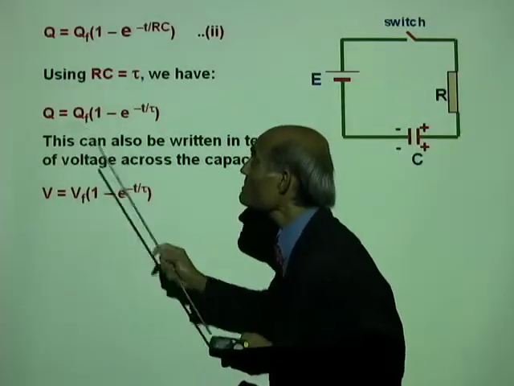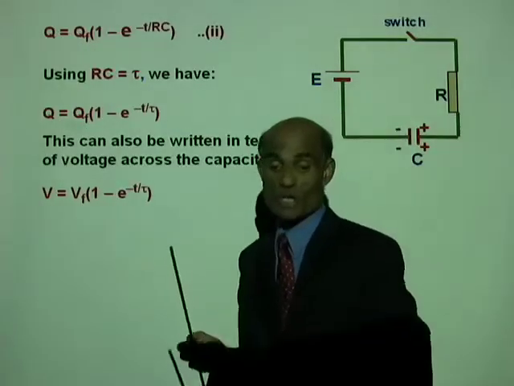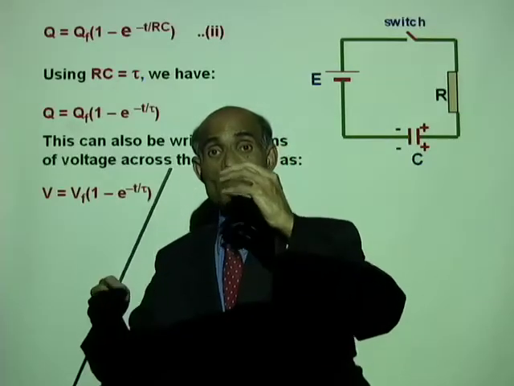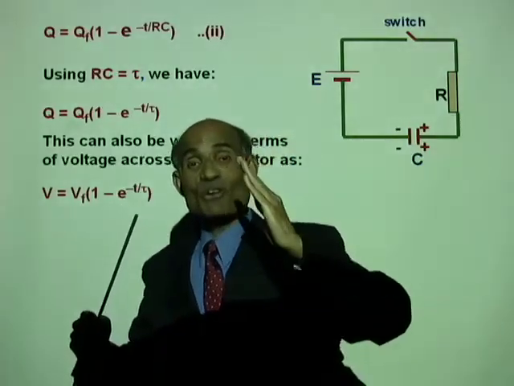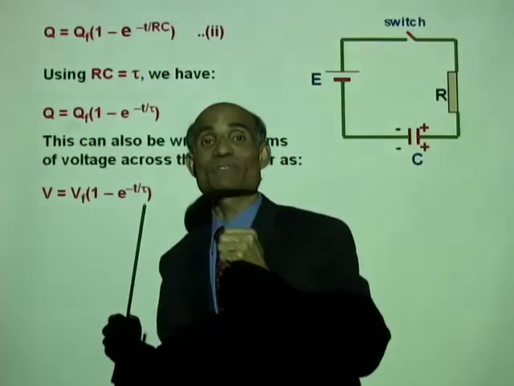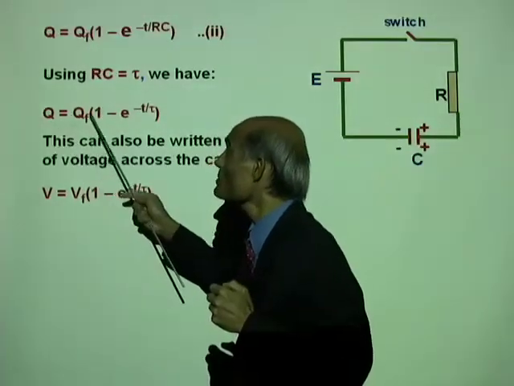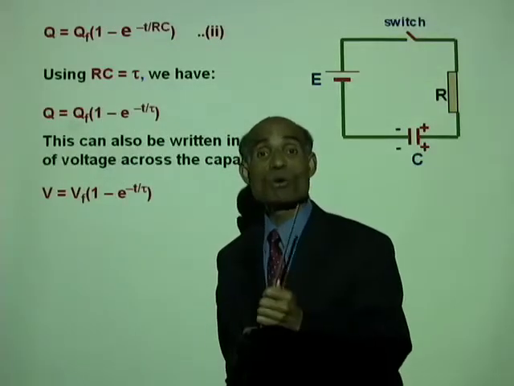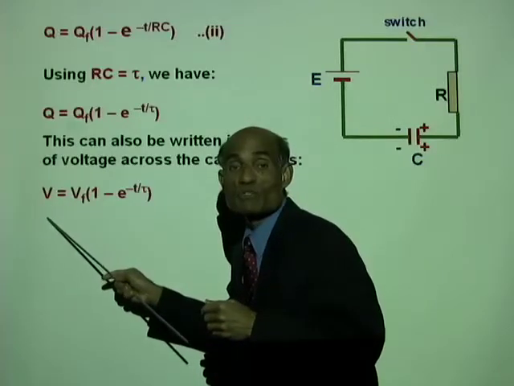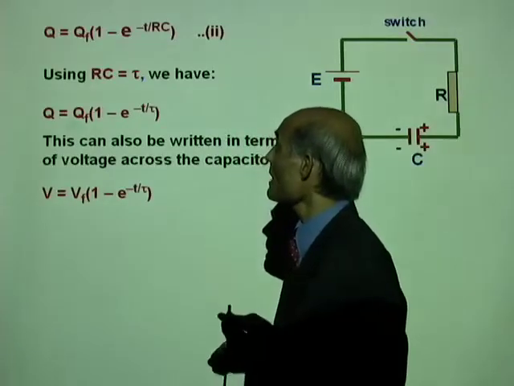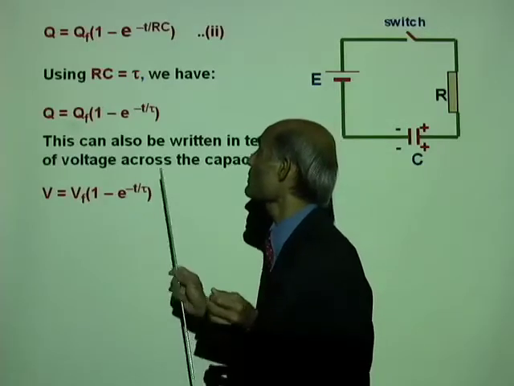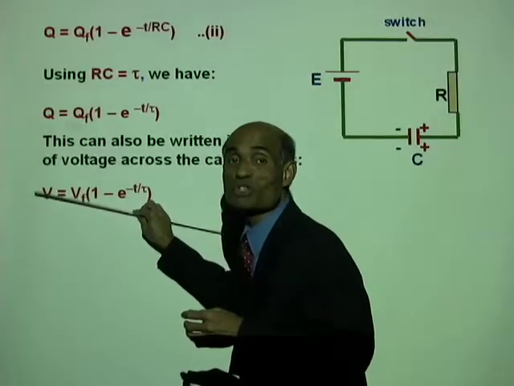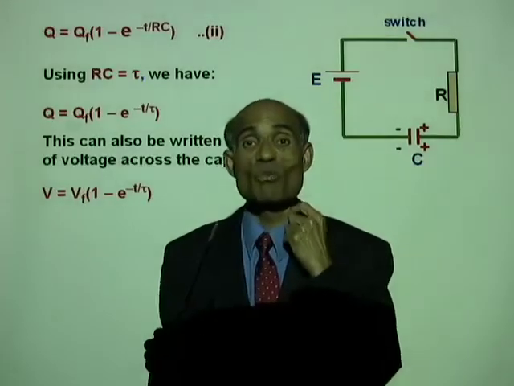Now, we can write a similar equation for voltage. You know that as the amount of charge on the capacitor plates increases, the voltage across the capacitor plates also increases. So, if Q equals QF times 1 minus e to the power negative t over tau, that means voltage V equals VF times 1 minus e to the power negative t over tau. This is how the voltage will change.